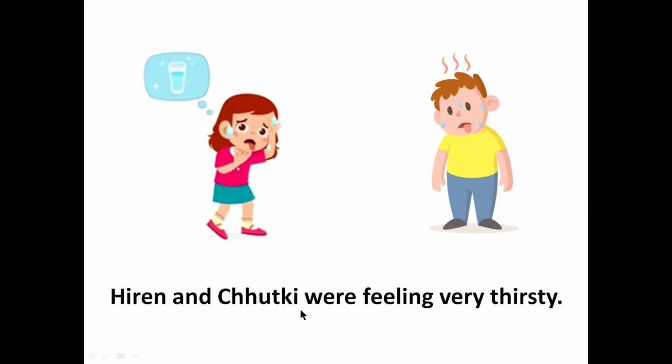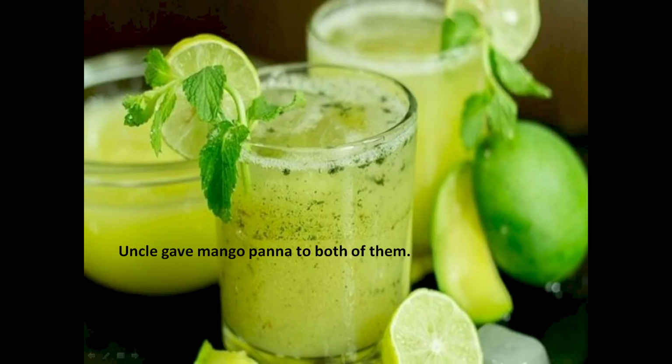Hiran and Chutki were feeling very thirsty. They were very tired. You can see Chutki is imagining water. So they both were feeling very thirsty. When they went, their uncle gave both of them mango panna. Mango panna, do you know? It is very good during the summer season. It helps us get rid of all the bad effects of heat. That is, during summer we get heat effects, and it reduces all of it.